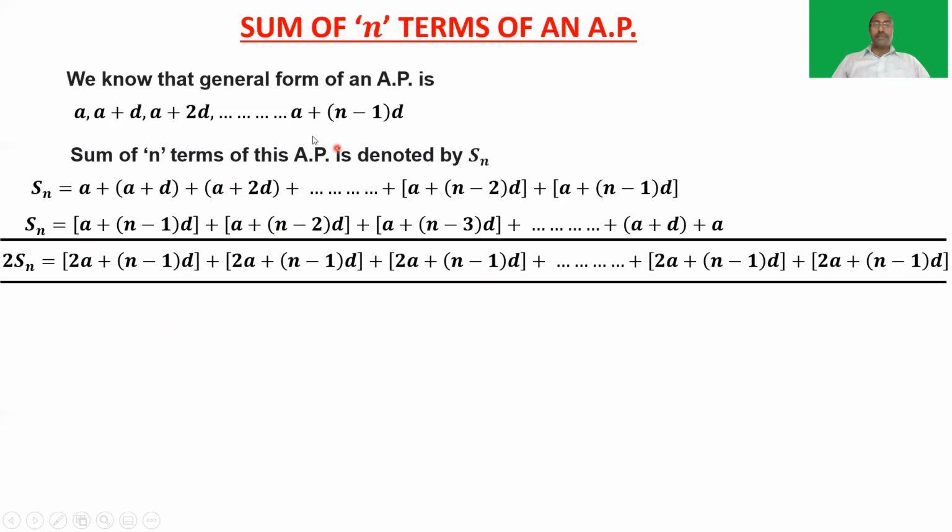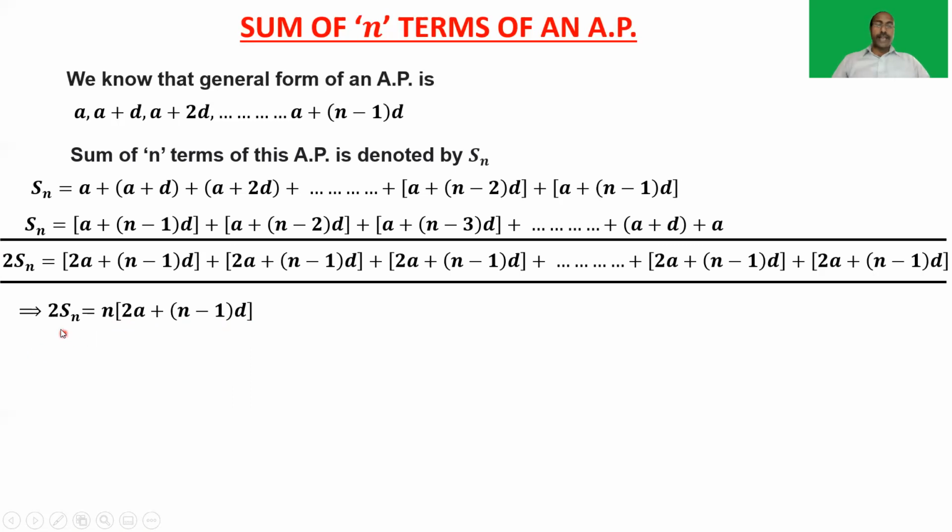And we know that there are n terms in the given progression. So in this sum also we have n brackets, which are the sums of terms in these two rows. That is, we have n copies of 2a plus (n minus 1) into d here. So the sum is equal to n into (2a plus (n minus 1) into d), because in that way we have n terms. So 2Sn is equal to n into (2a plus (n minus 1) into d).